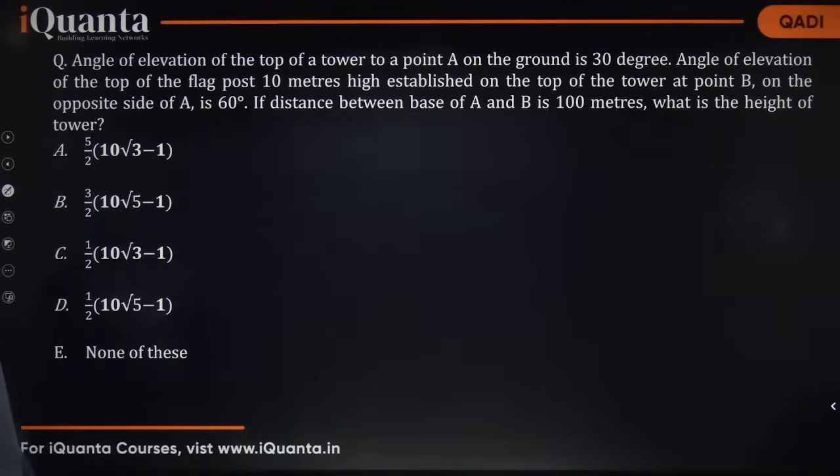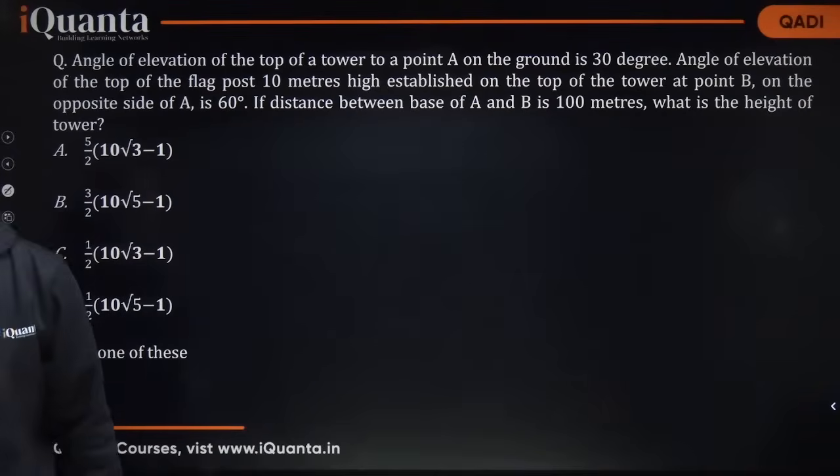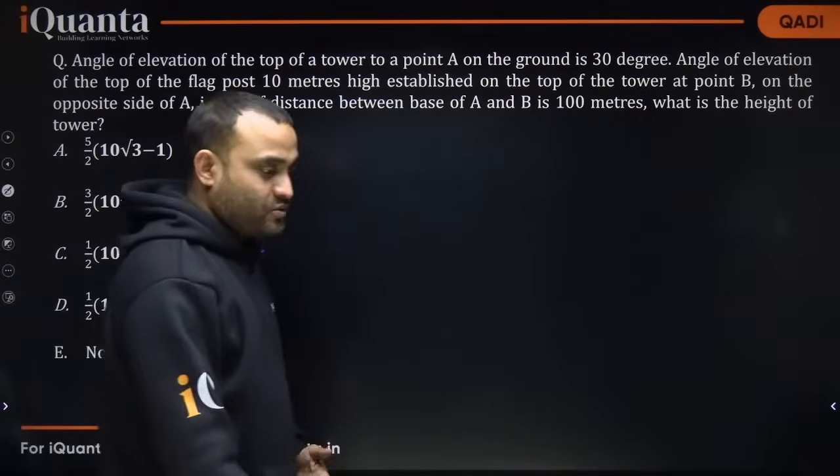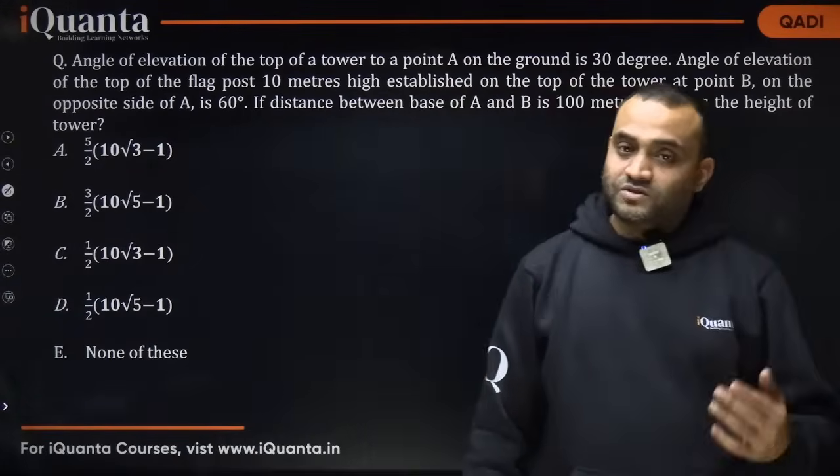Inverse trigo properties are not required in depth. If you know what we did in the last one, like cos theta is equal to 1 by 4, then theta is equal to cos inverse 1 by 4, that is enough.